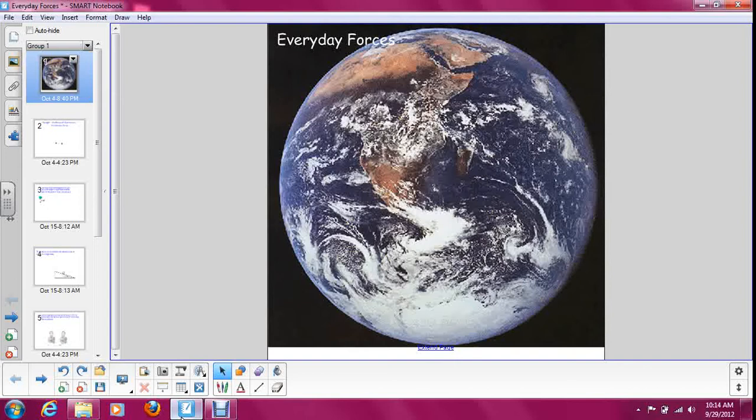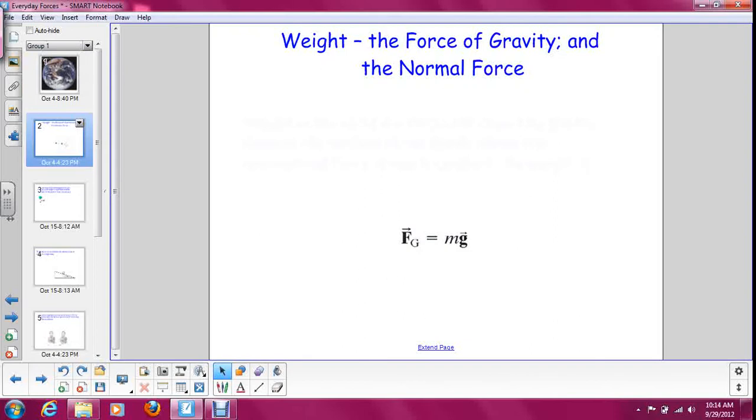And today we're going to apply those basic force laws and rules to everyday forces that we encounter. The first one is weight. Now, in one of the earlier videos, we did talk about the difference between mass and weight. The mass of an object is how much stuff is in it, or its inertia, how difficult it is to change that object's motion. But the weight of an object is how much gravity affects that mass.